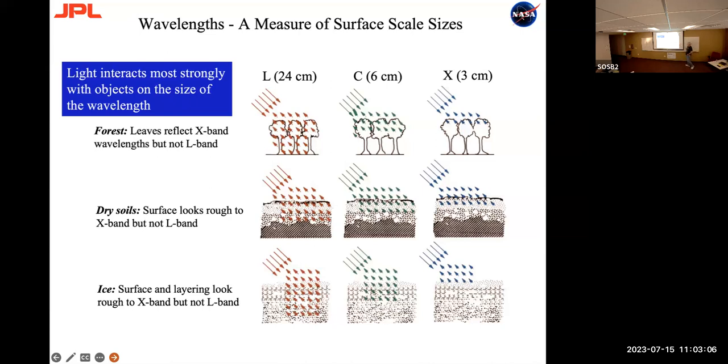So L, C, and X band, I showed you 3 different wavelengths here. You've got different levels of penetration into those surfaces. And therefore, wavelength selection matters depending on what you're trying to do. So if you want to measure the top of vegetation, then you want a shorter wavelength. If you want to try to understand what's happening at the base of the vegetation, you're going to want a longer wavelength in general.